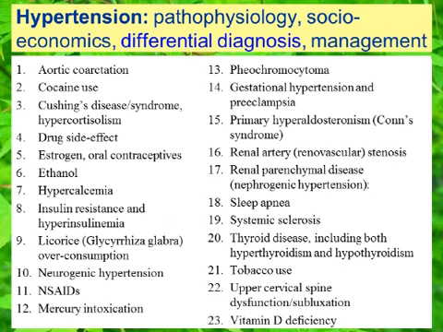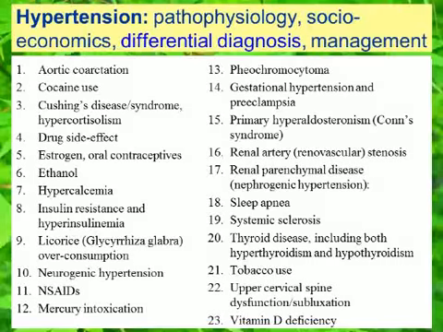So in the differential diagnosis of hypertension in adults, we need to consider the following list at the very least: aortic coarctation, cocaine use, Cushing disease and Cushing syndrome, drug side effects, estrogen and oral contraceptives, ethanol, hypercalcemia, insulin resistance and hyperinsulinemia, licorice overconsumption can also cause hypertension. Neurogenic hypertension, we'll talk about two different forms of neurogenic hypertension, central and peripheral. Nonsteroidal anti-inflammatory drugs, or NSAIDs, are rather notorious for exacerbating or initiating hypertension.